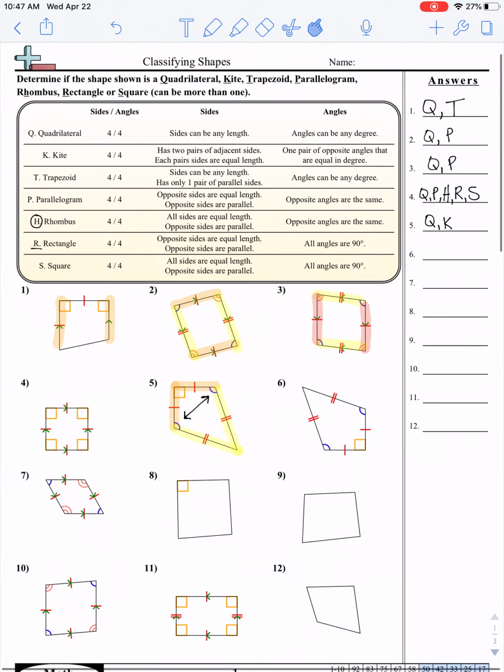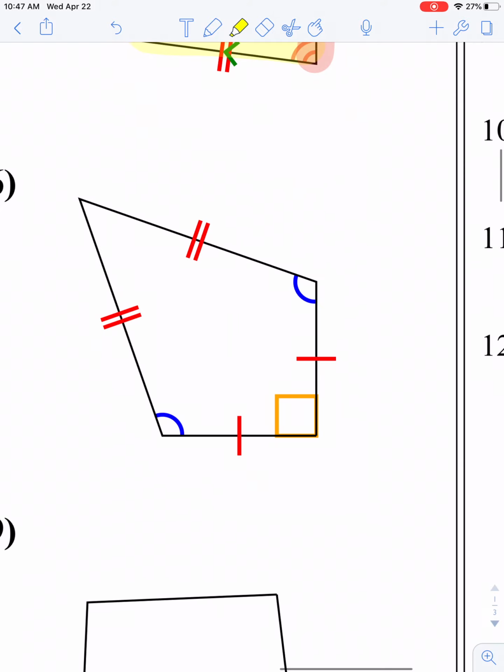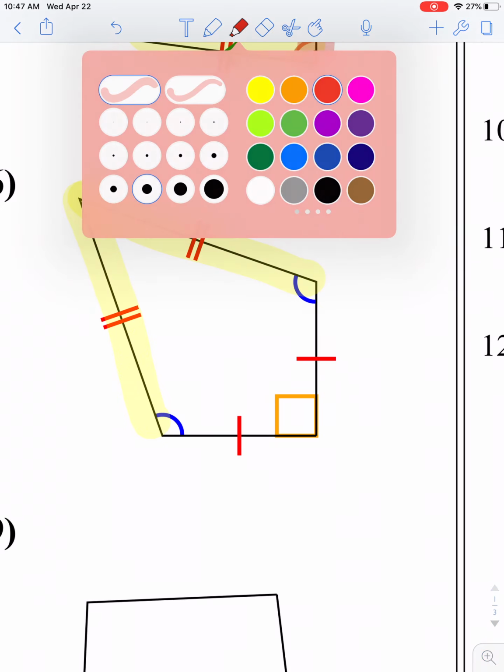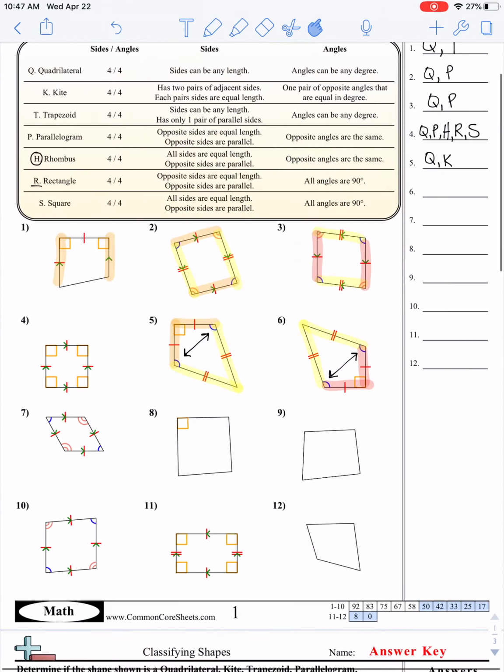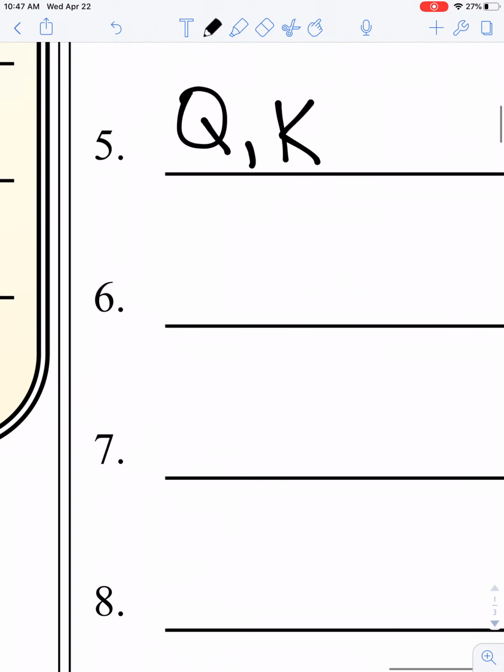And guess what? Number 6 is the same. Adjacent sides are equal in length. And it has 1 pair of opposite angles that are equal in measurement. So number 6 is a kite and a quadrilateral.